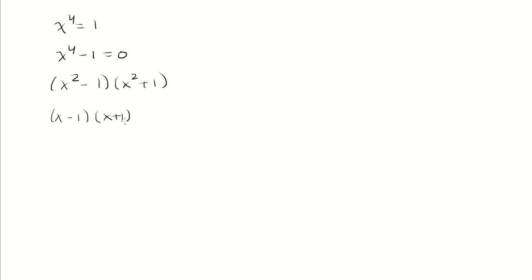Find real and complex solutions to x to the fourth equals 1. Let's subtract both sides by 1, and then we will factor this out. It's a difference of squares, so it's x squared minus 1 times x squared plus 1. We can still factor x squared minus 1 as x minus 1 times x plus 1, and then x squared plus 1, we'll just leave it alone.